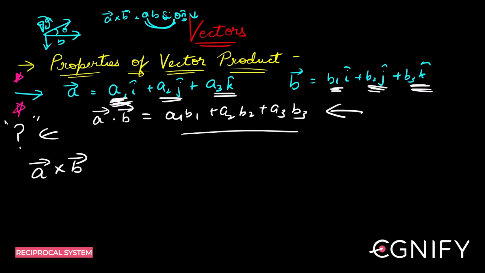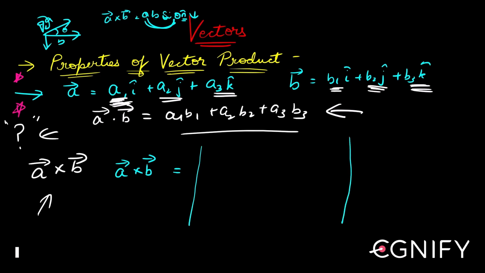So this was the dot product of the two vectors in component form. What is the cross product of two vectors in component form? For that, what we do is I take the vectors and I take a determinant. I take a 3x3 matrix basically, because these are vectors in 3 dimensions.